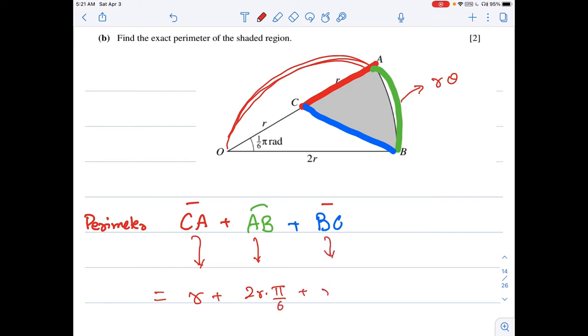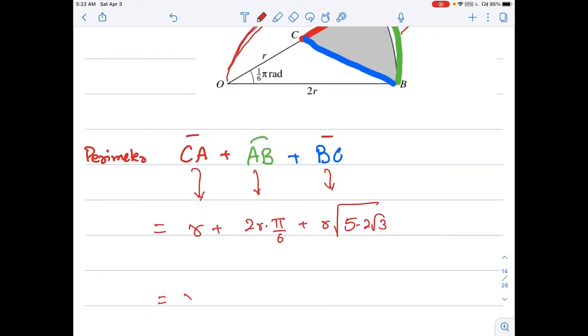BC value we just got is r square root of (5 minus 2 root 3). In the case of an arc, 2r is the radius, so 2r times theta. So my final answer is going to be r plus r pi by 3 plus r times square root of (5 minus 2 root 3). This is going to be the answer for the perimeter.